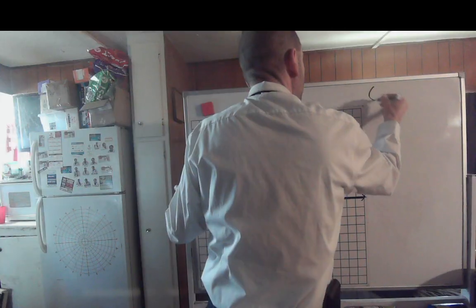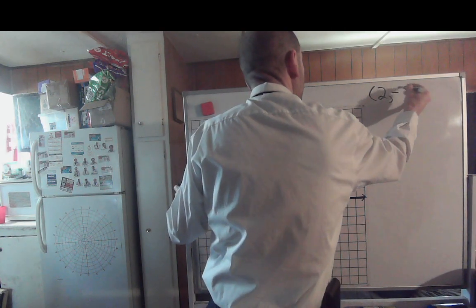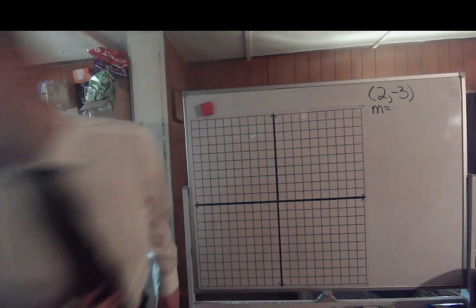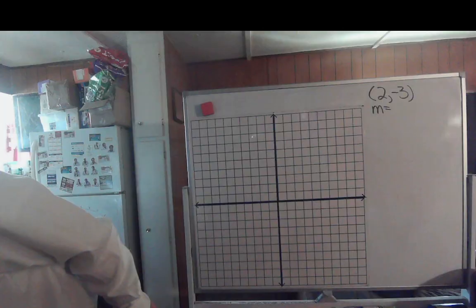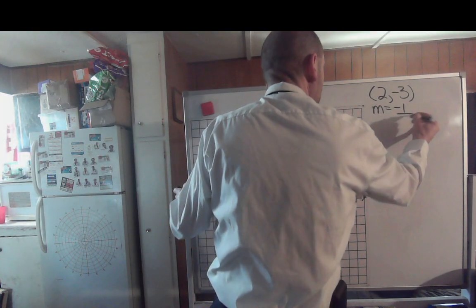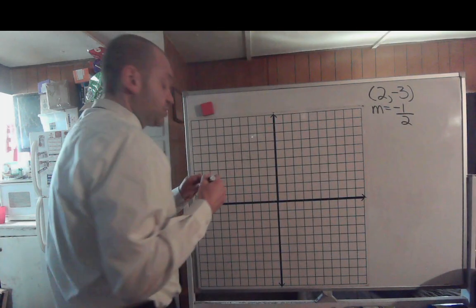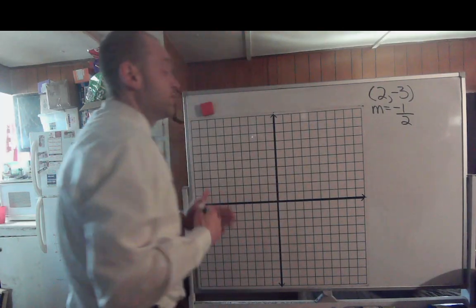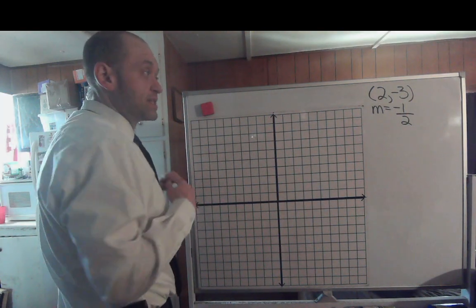Alright, so we have the point (2, -3) with a slope of -1/2. Well, let's use our point-slope form again.